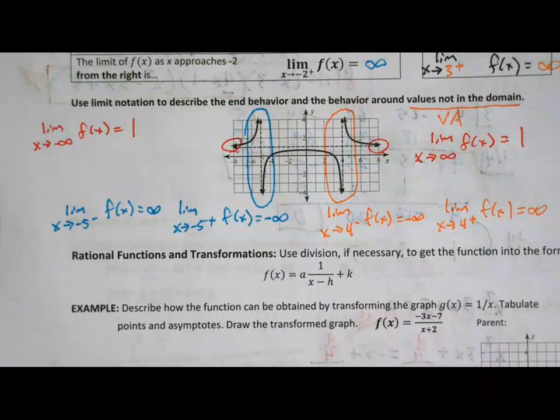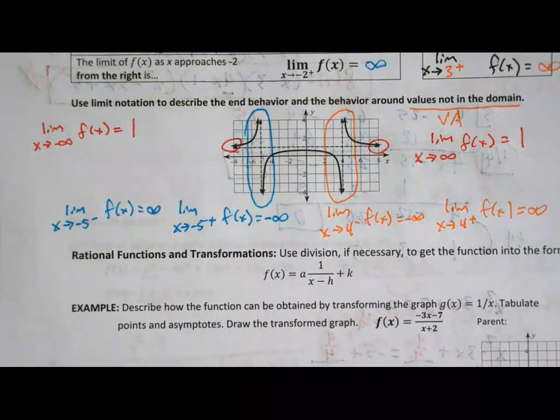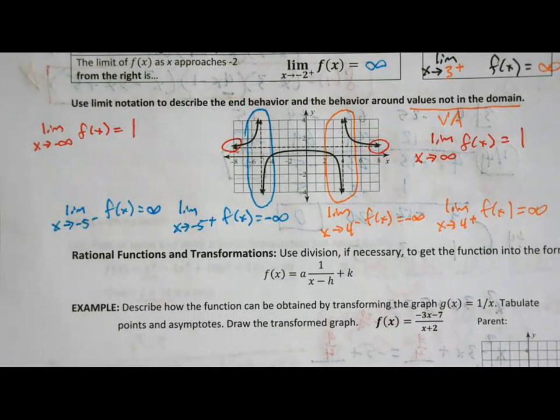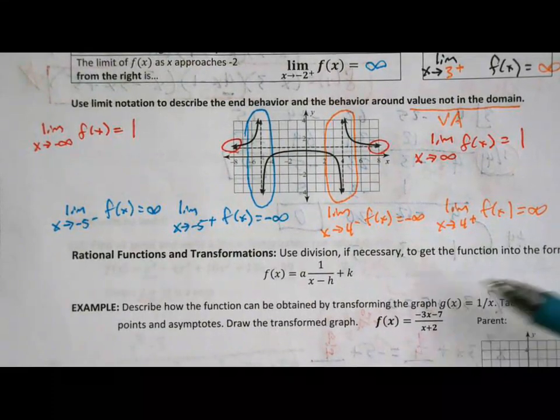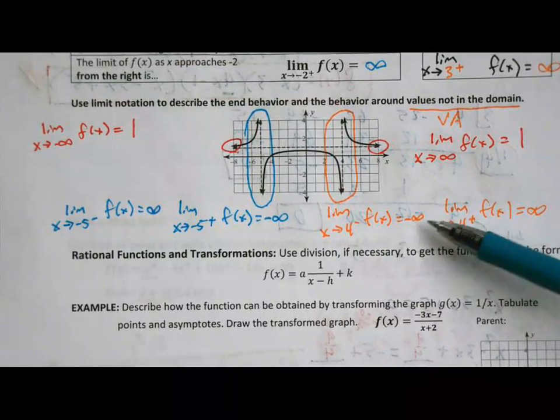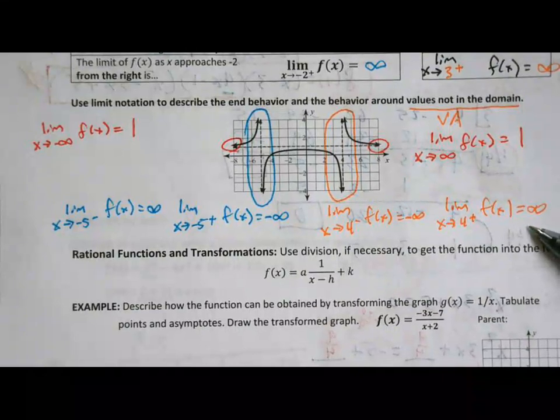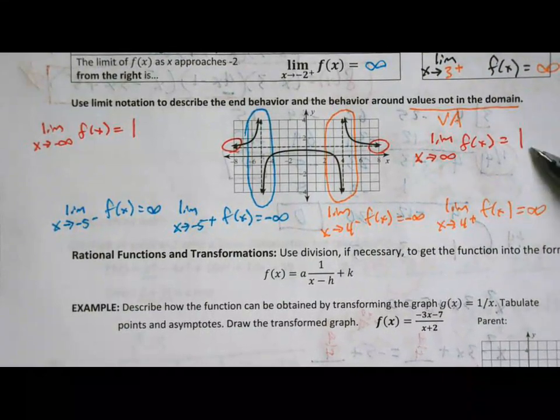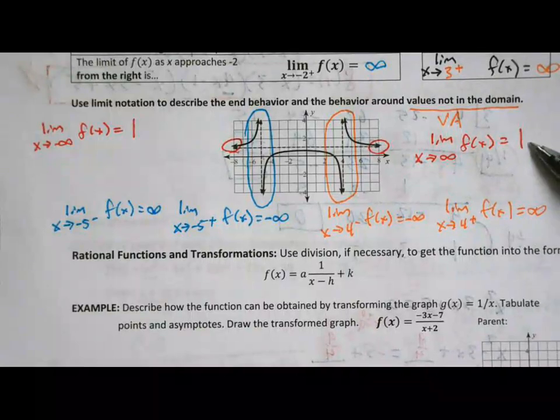How are we feeling about describing behavior around asymptotes? It's that same kind of notation. You guys have sort of gotten used to it. Hopefully it's not looking too crazy to you at this point. When we describe behavior around asymptotes, it's either going to be going down to negative infinity or up towards positive infinity. We don't have the option of leveling off towards a value for a vertical asymptote.